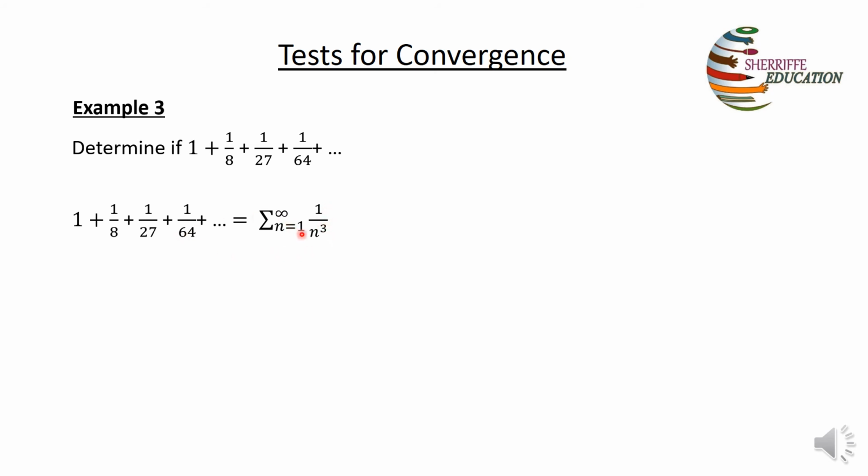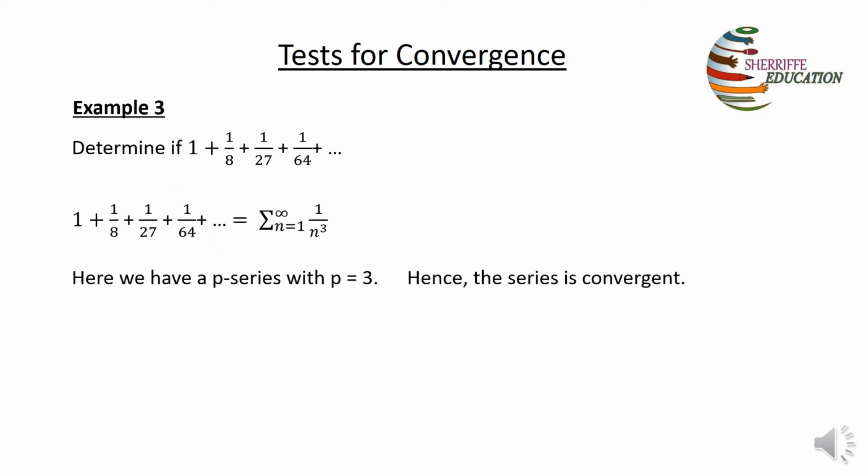Now we can try it. When n is equal to 1, we'll have 1 divided by 1 cubed. 1 cubed is just 1, and 1 divided by 1 is 1. When n is equal to 2, we have 1 divided by 2 cubed. 2 cubed is 8. When n is equal to 3, we have 1 divided by 3 cubed. That's 27, and so forth. So clearly, here we have a p-series where p is equal to 3. And since p is equal to 3, based on what was said, we know that this series is convergent.